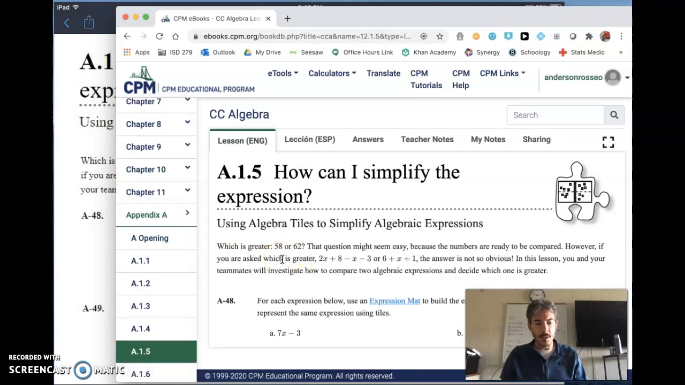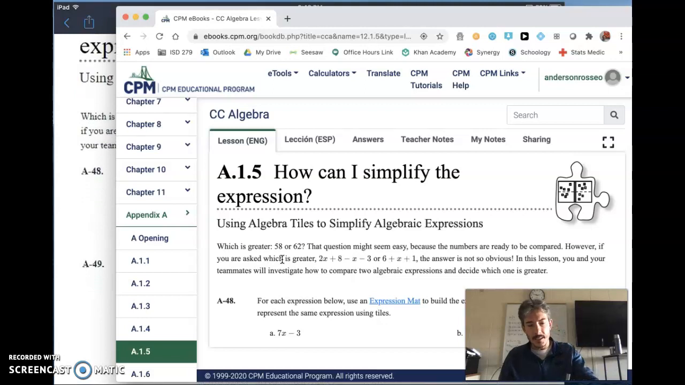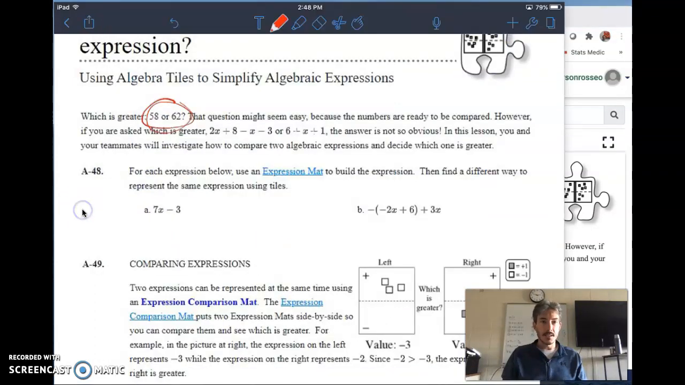I got a leading question here that kind of leads you. We certainly have a very obvious thing. Which one's bigger there? 58, or 62. But when it gets into situations where we're dealing with symbols, it's a little bit more abstract. Okay, we're going to work in a situation where we've got some algebra tiles helping us out.